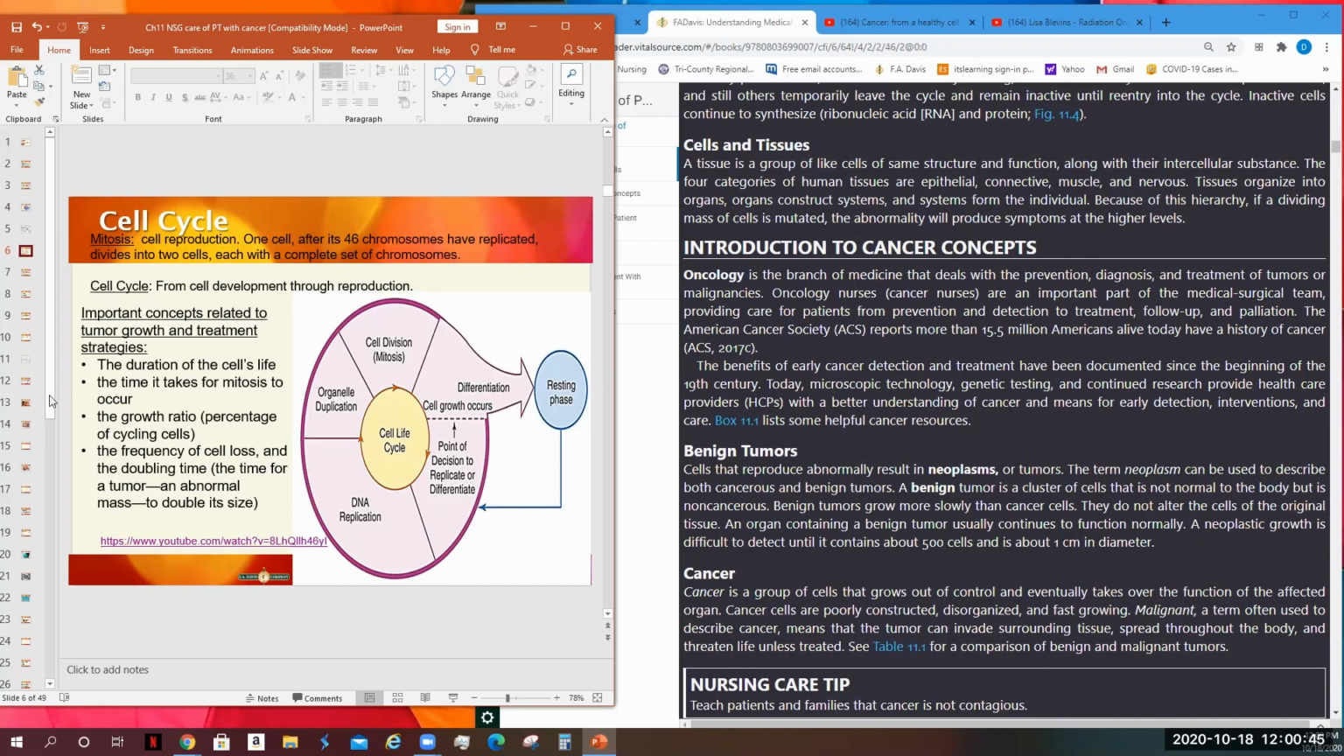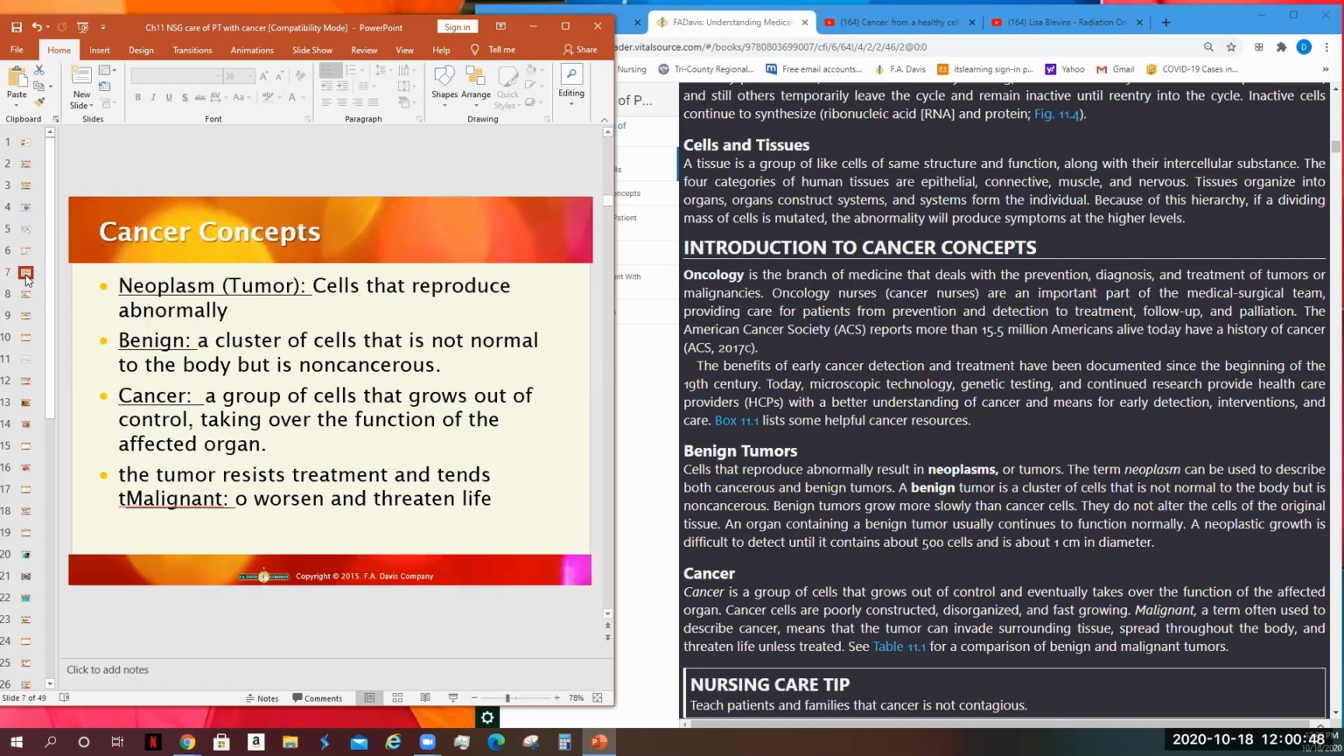Cells and tissues. A tissue is a group of like cells, of the same structure and function, along with their intercellular substance. The four categories of human tissues are epithelial, connective, muscle, and nervous. Tissues organize into organs. Organs construct systems, and systems form the individual. Because of this hierarchy, if a dividing mass of cells is mutated, the abnormality will produce symptoms at the higher levels. Introduction to cancer concepts.